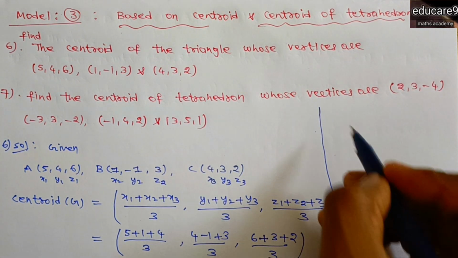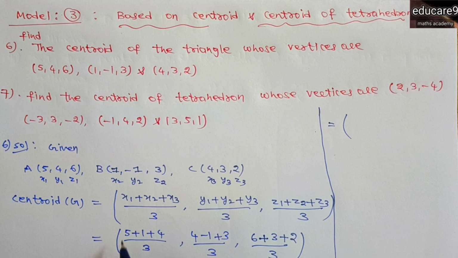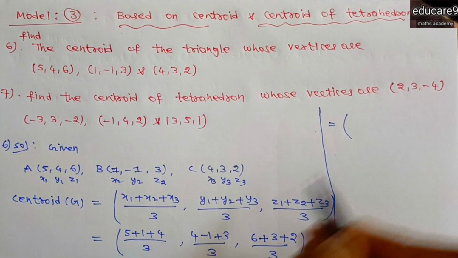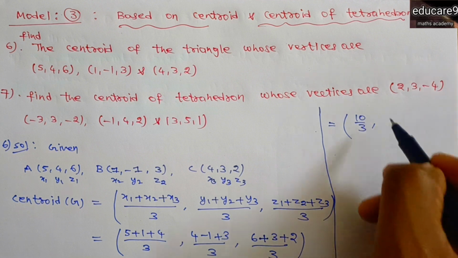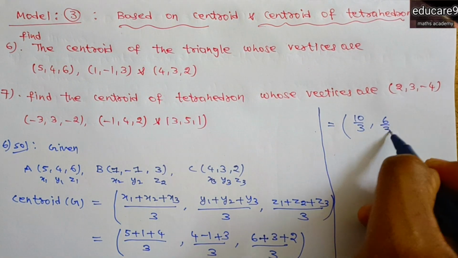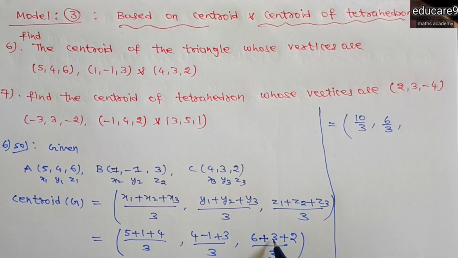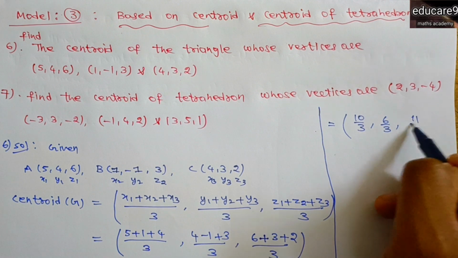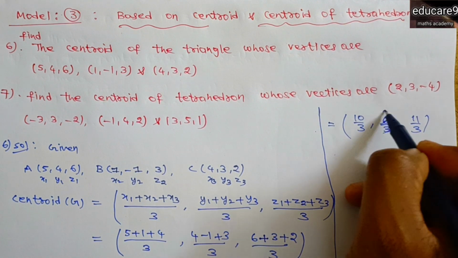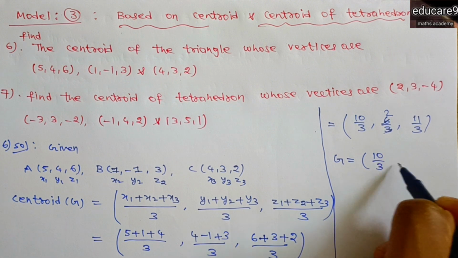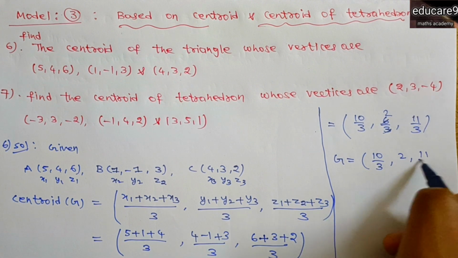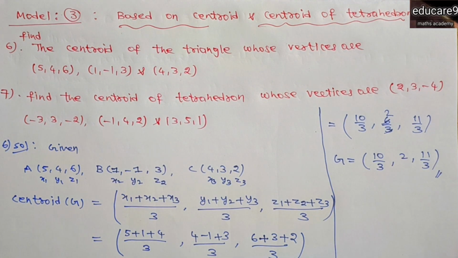Clearly, which is 5 plus 1 plus 4, that is 10 by 3. 4 minus 1, 3 plus 3, 6 by 3. 6 plus 3, 9 plus 2, 11 by 3. Therefore the centroid G is equal to (10 by 3, 2, 11 by 3).